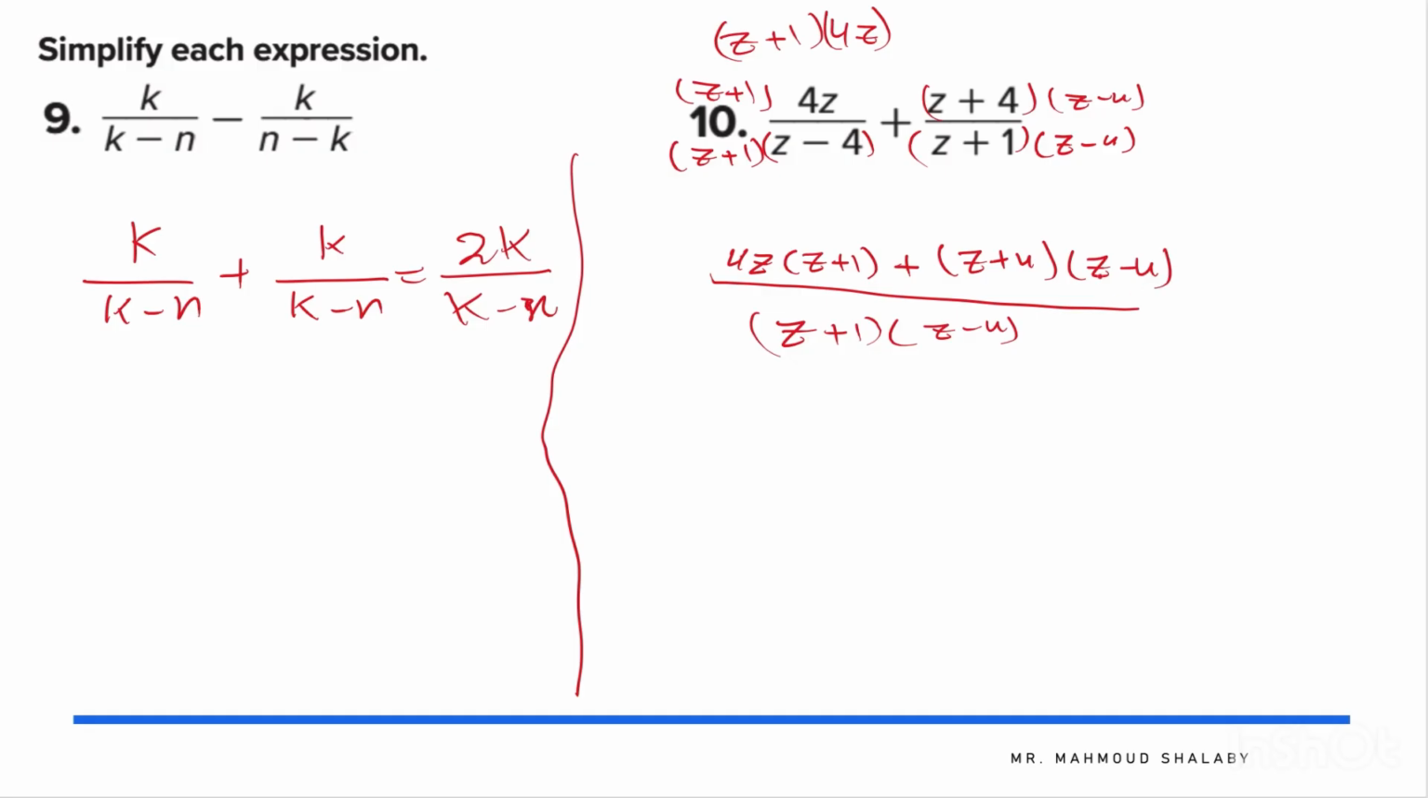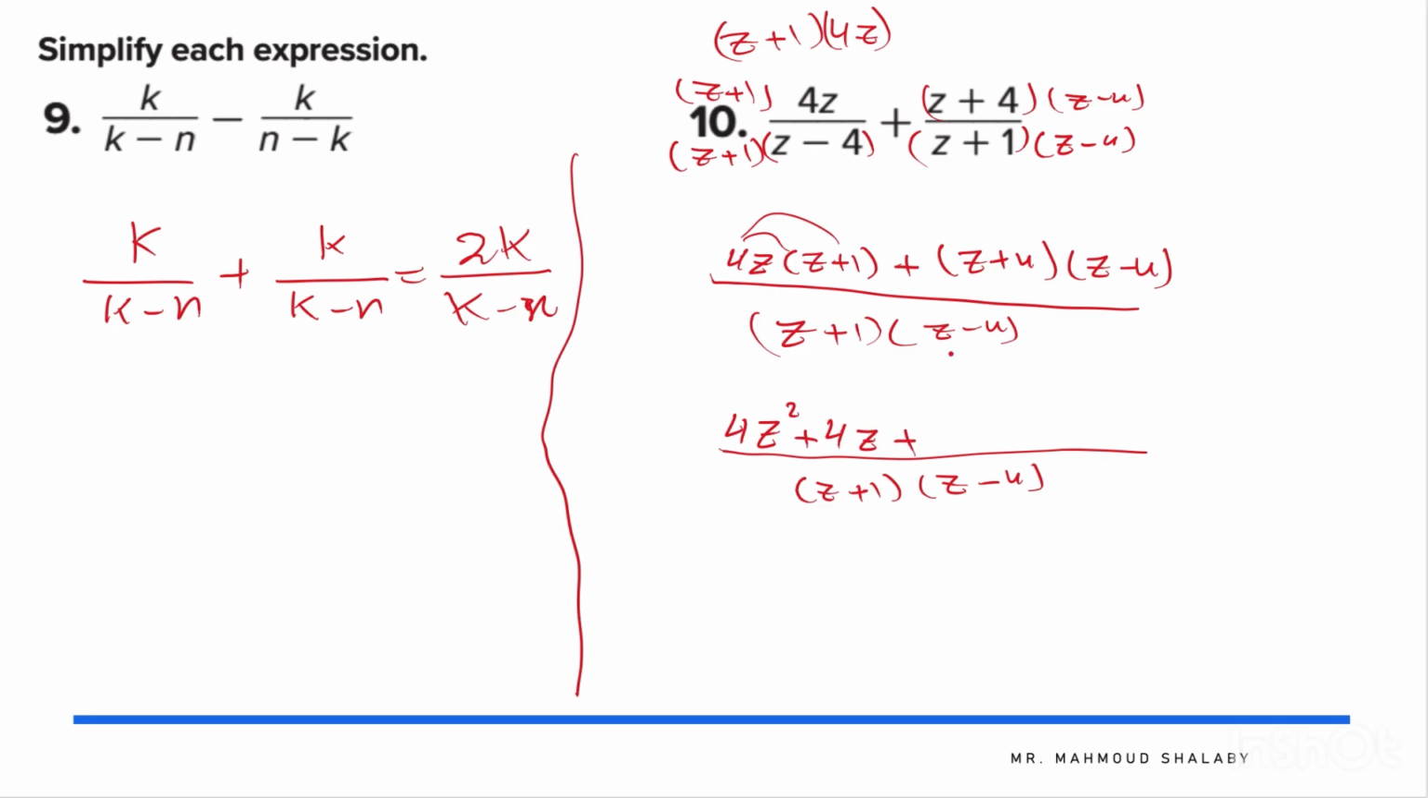The problem here is we have now to expand and simplify, but usually we expand and simplify not the denominator, the numerator only. Actually, the denominator will not change. Don't ever expand the denominator, we expand the numerator only. So we will multiply over this bracket, it will be 4z squared, 4z multiplied by z is 4z squared, 4z multiplied by 1 is a 4z. Here we have a plus.